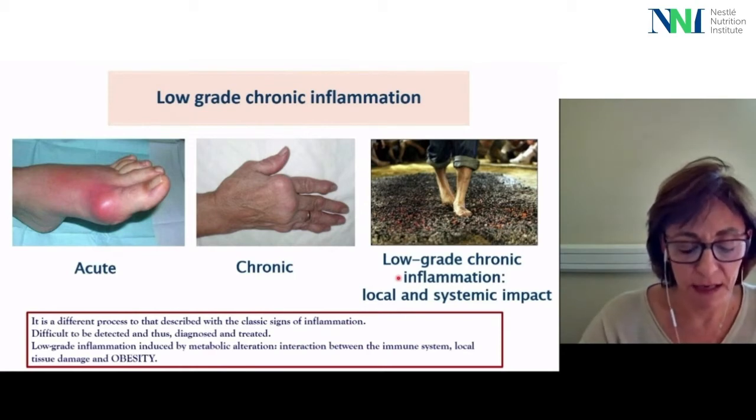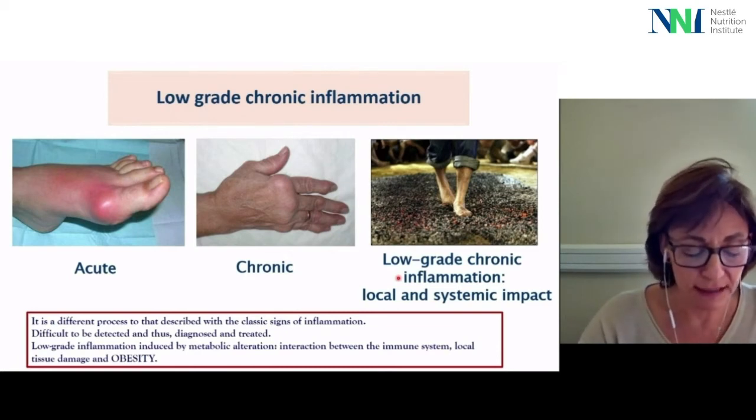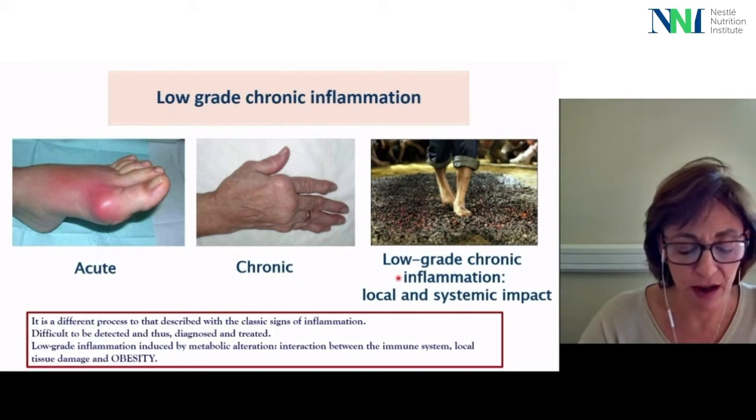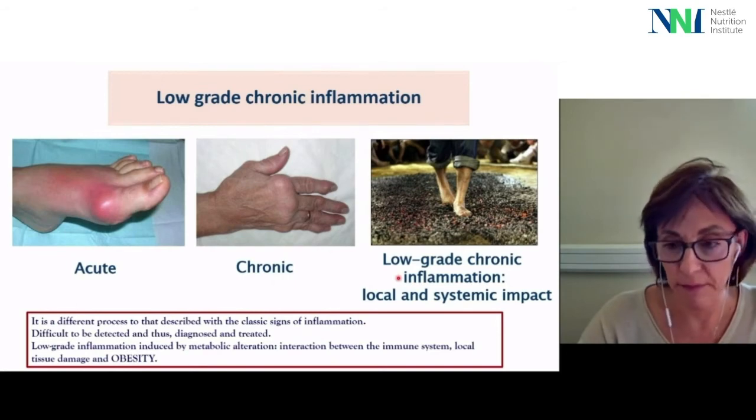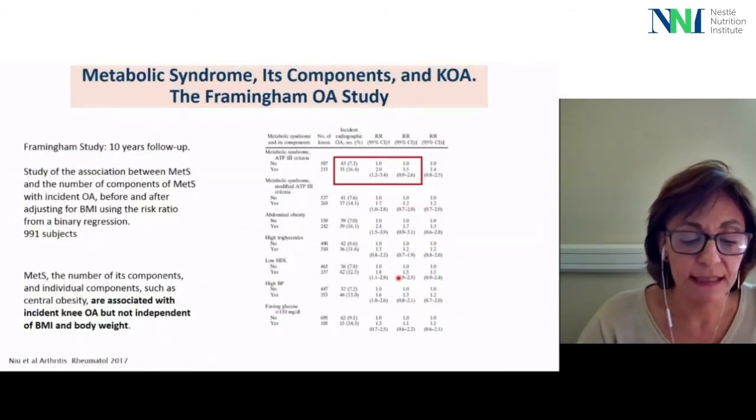Low-grade chronic inflammation is mainly caused by an excess of nutrients and is associated with the interaction between the immune system and the tissue response during overnutrition and obesity. Of course, it shares common mediators with those described in classic inflammation, and these mediators have an impact both locally, for example in the joint, and systemically. We have known for years that obesity and overweight are risk factors for osteoarthritis. However, it's clear now that there is both a mechanical contribution to joint damage, but also a systemic inflammation induced by obesity that is aggravating osteoarthritis.